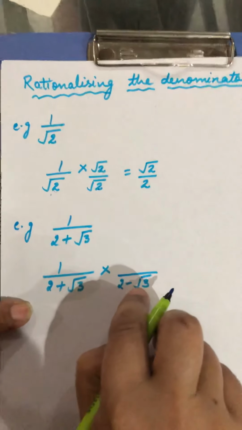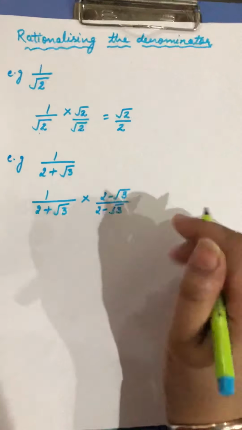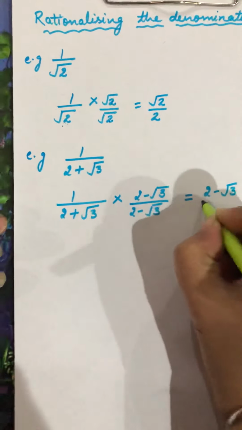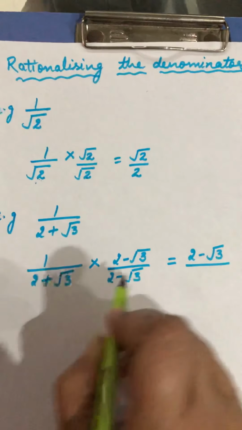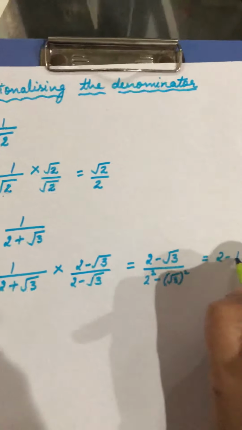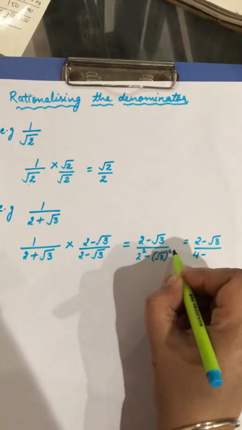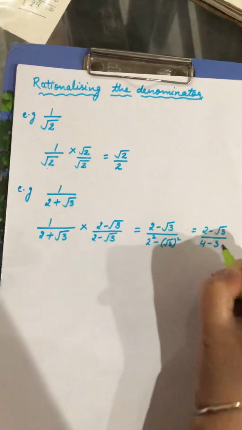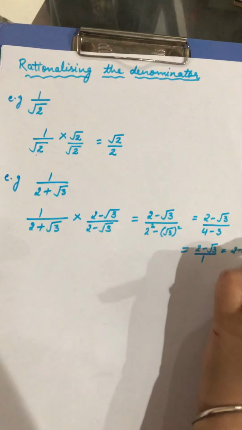So if we are multiplying it with 2 minus root 3, it means we have to divide it by 2 minus root 3 also. So 2 minus root 3 into 1 makes 2 minus root 3, and the denominator is (a plus b) into (a minus b). So what is (a plus b)(a minus b)? It is a square minus b square. So this is 2 minus root 3 over 2 square, which is 4, minus root 3 square, which is 3. So 4 minus 3. So 2 minus root 3 by 1. So the answer is 2 minus root 3.